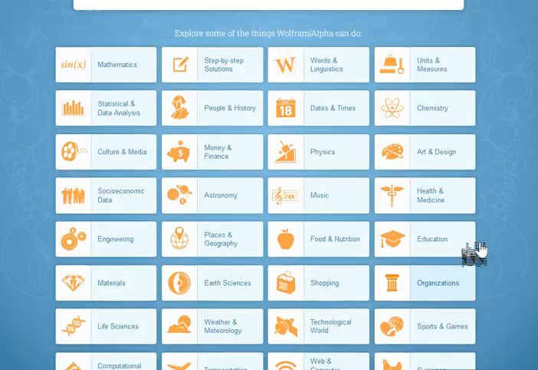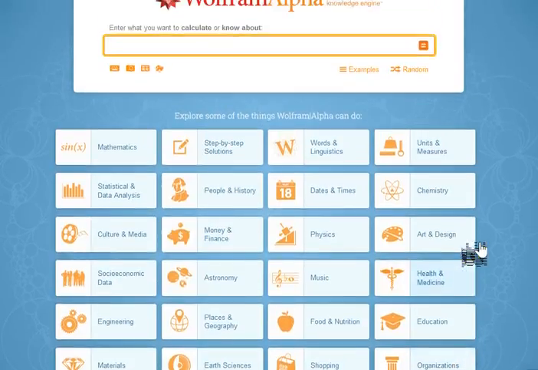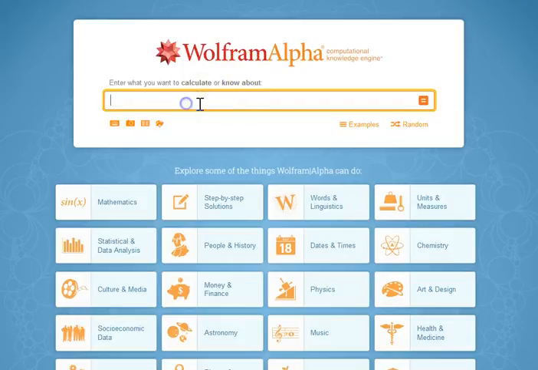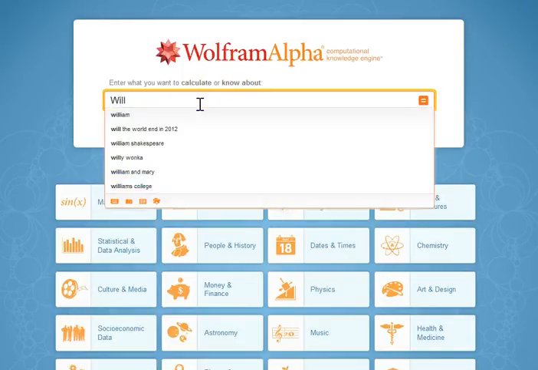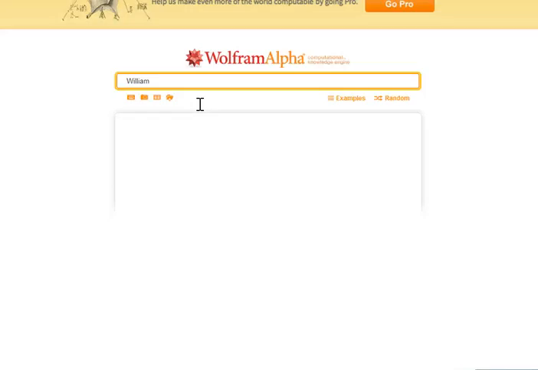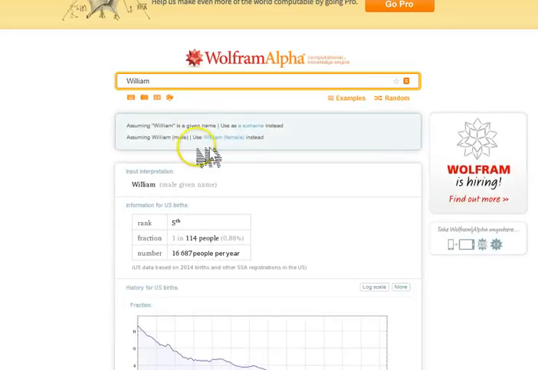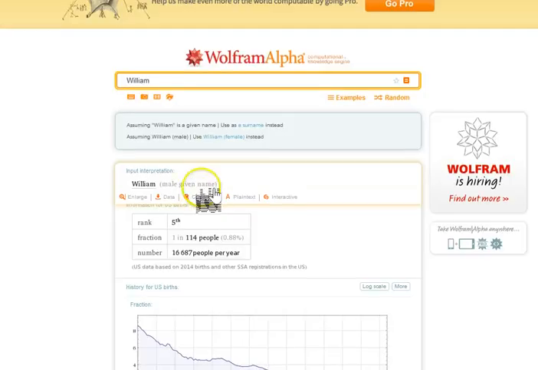One of the crazy things it does, I'll do an integral here in a moment, but you can just type in a name. So I'll type in my name. How many L's do I have there? William, and hit enter. And it says, I'm computing. Let me see what I can do with William. It says William, it's considering it a male given name.